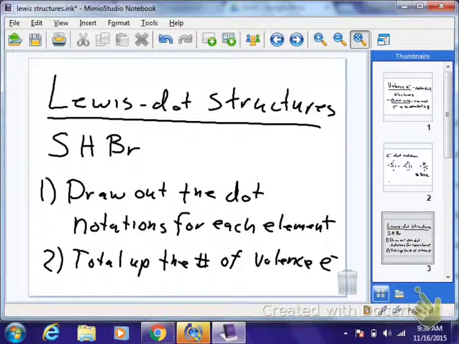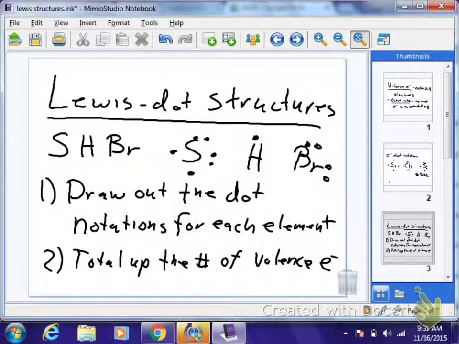So, all right. Do you have them all drawn out? So they should look like sulfur. Is that what you have? How many did you count up? 14. Okay, so you have 14.